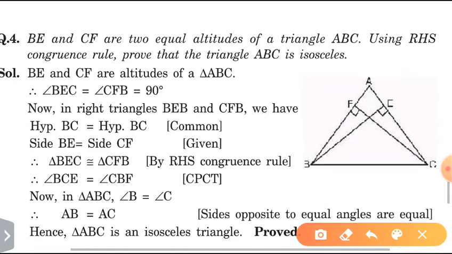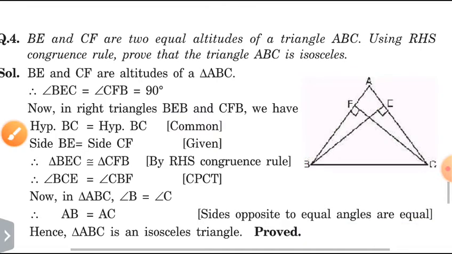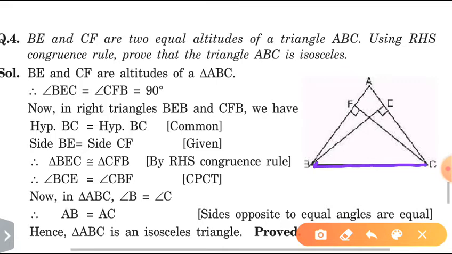triangles FBC. You can see that in right angle triangle FBC, this is the angle CFB, and BEC. So these are the two triangles. In these two triangles, BC is the hypotenuse, because you can see that it is a 90-degree angle and it is also 90-degree, and you can see that in both the triangles BC is the hypotenuse.